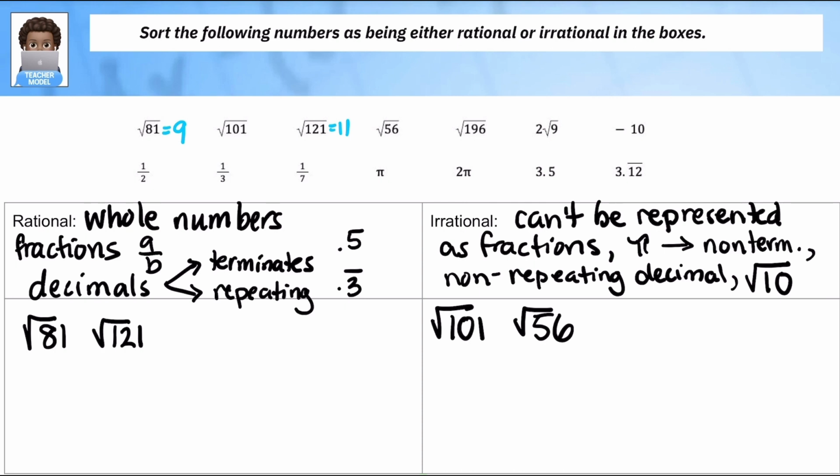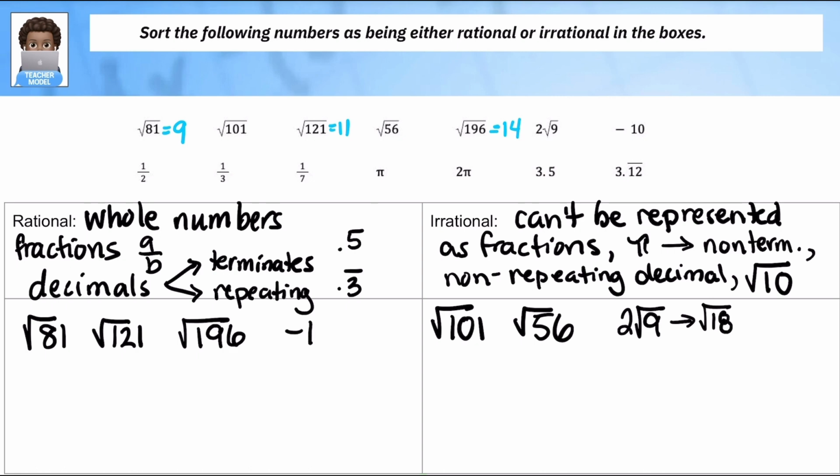The square root of 196 is rational, since we know that would be 14. See, I told you it would be really helpful if you can just recognize these numbers. 2 square root 9 would not be. Yeah, that was the same thing as if I would have had square root 18. So no.